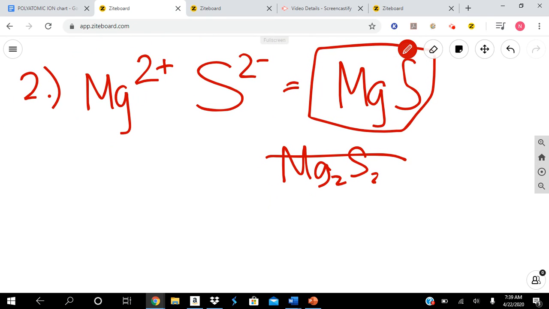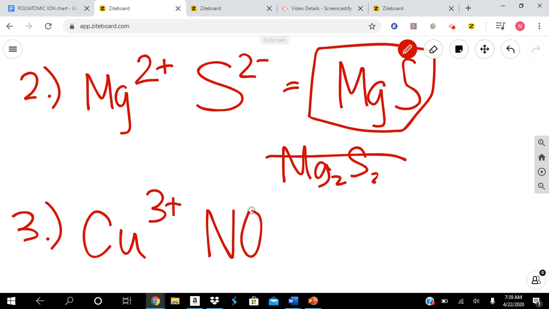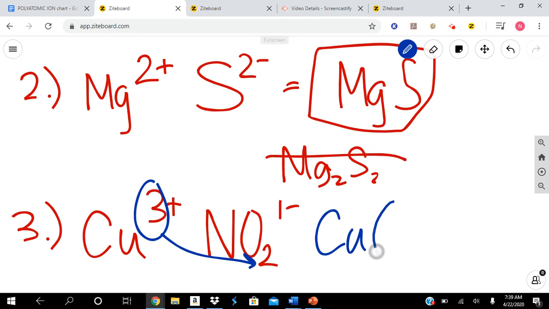All right, number 3 is copper 3 nitrite. So copper 3, and be careful, nitrite is NO2, 1 minus. All right, my charges aren't the same, so there is going to be a crisscross. Is nitrite a poly? Yep, so it has to go in parentheses. So my nitrite goes in parentheses, and the charge gets crisscrossed out. Okay.